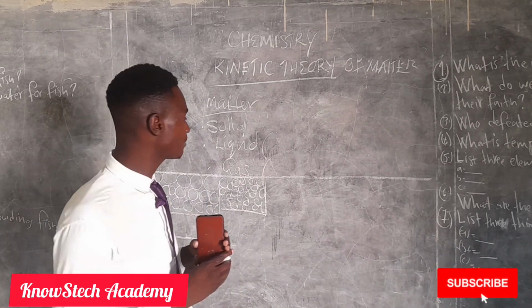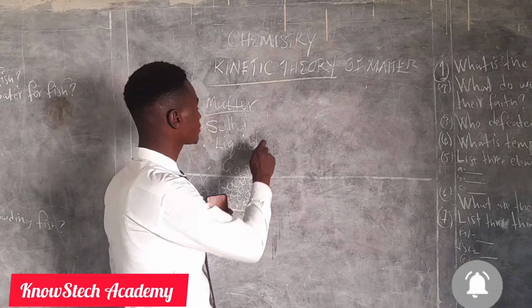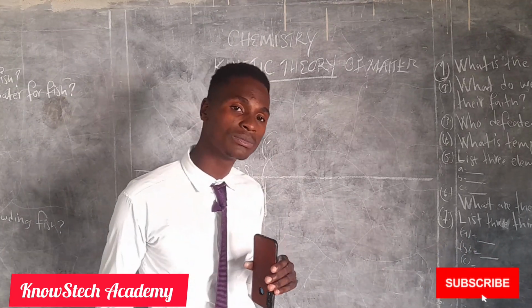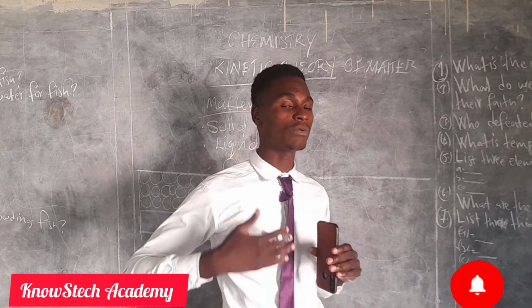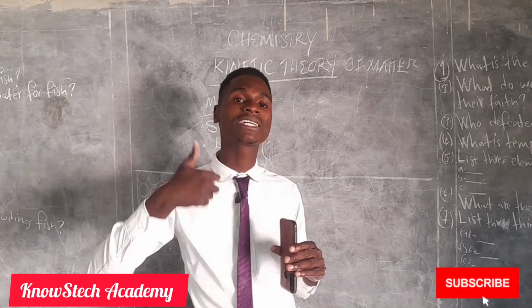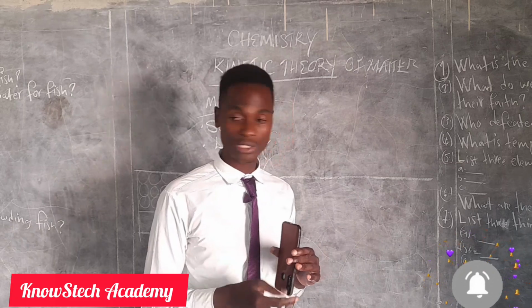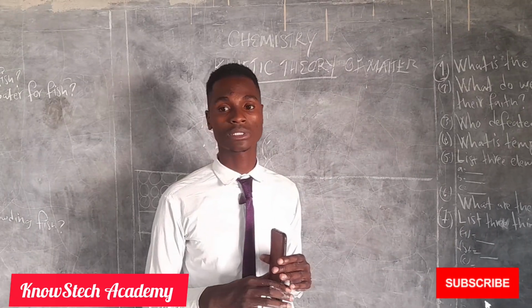Liquid, in terms of volume, has fixed volume. In terms of shape, no fixed shape. It has fixed volume but no fixed shape. It takes the shape of a container. If you put it in, do you have any container?